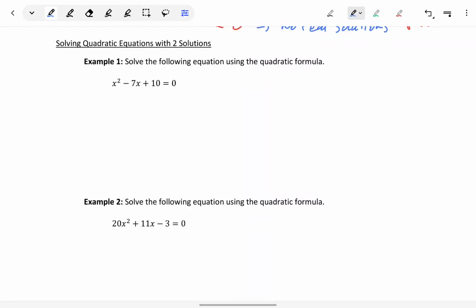Now we can look at applying the quadratic formula to solve quadratic equations. In example 1, we have the equation x squared minus 7x plus 10 is equal to 0. We could solve this equation using factoring techniques that we've already established, but we'll go ahead and look at plugging this information into the quadratic formula to see how that will be applied.